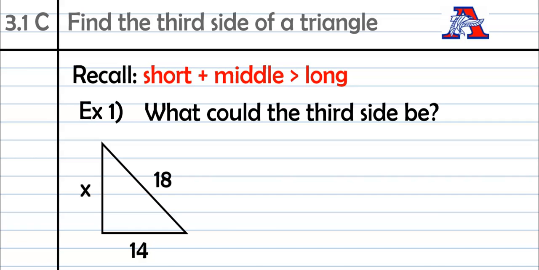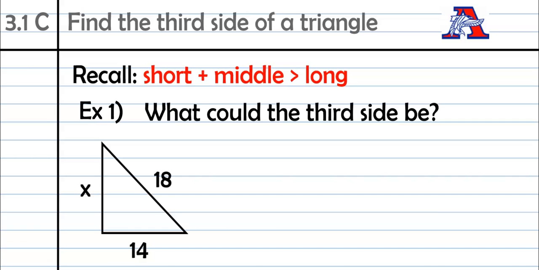So just recall that if you want a triangle to actually work, if you want three numbers to work together to create a triangle, short side plus middle side has to be bigger than long side. Okay. So this time we're given two sides of a triangle, and it's our job to figure out what the third side could be. So could it be 1?